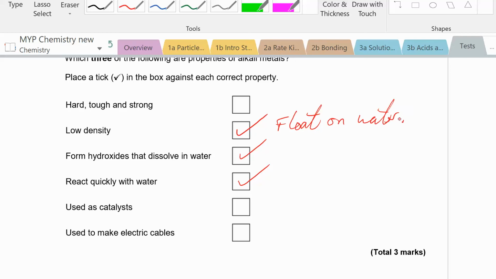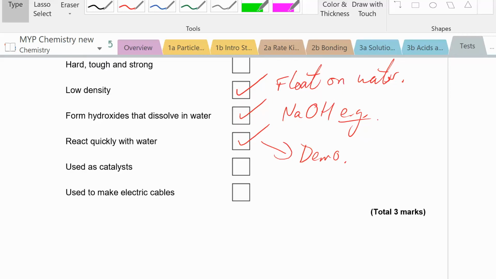Form hydroxides that dissolve in water. Yeah, if you think of sodium hydroxide as an example, that's formed when we react, say, sodium with water. React quickly with water. This is also true. This is the demonstration where we added the alkali metals. They fizzed around on top of the water, and some of them we got to see the color of their flame.